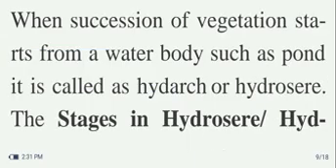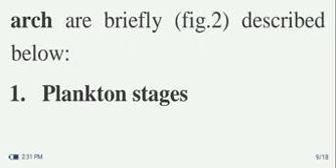Process of succession in hydrosphere. When succession of vegetation starts from a water body such as a pond, it is called hydrarch or hydrosere. The stages in hydrosere or hydrarch are briefly described below.